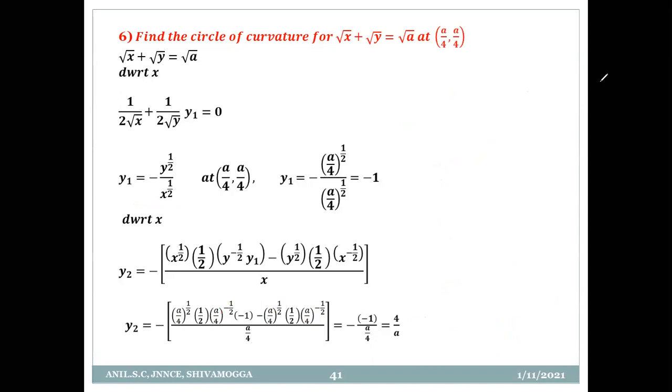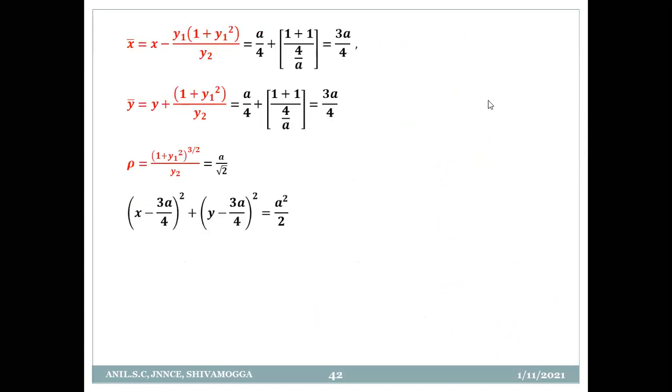Now we find the center of curvature, x bar comma y bar. First we shall find x bar. What is y1? Y1 is minus 1. And what is y2? Y2 is 4 by a.